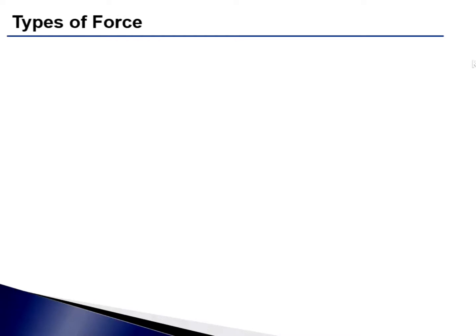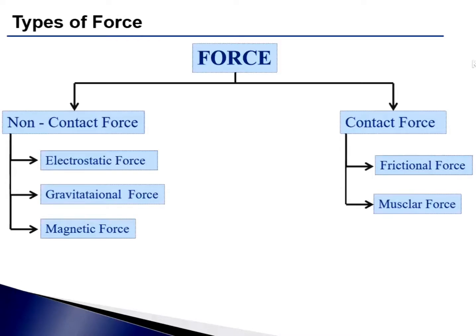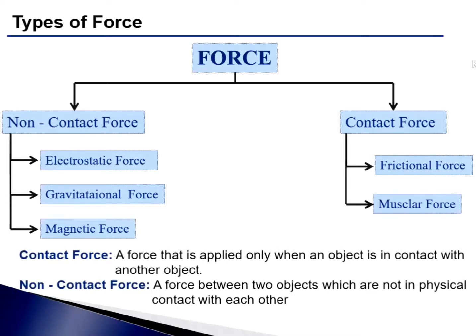Broadly, there are two types of forces, that is, contact and non-contact force. Contact force is the force that comes into play when one object is in contact with another object, while non-contact force is the force that is exerted when there is no point of contact between two bodies. Examples of non-contact forces are magnetic force, electrostatic force, and gravitational force. Contact force can be further subdivided into frictional force and muscular force. We will be discussing these forces in detail now.